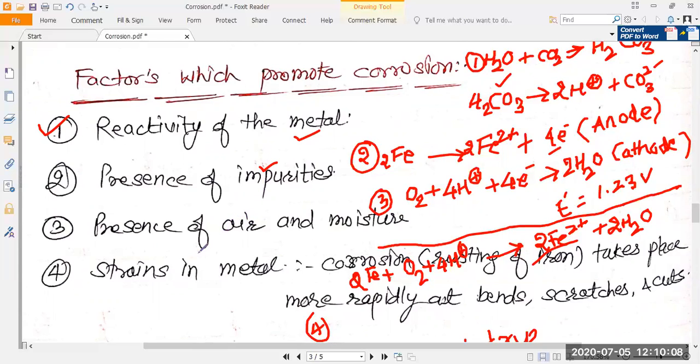Next, presence of air and moisture. It is a very important factor that affects the corrosion. Corrosion happens only in the presence of air and moisture. If there is no air and if there is no moisture, and if we take pure iron, then it will not rust at all. If we take a pure iron article, 100% pure, then it will not rust. 100% iron does not rust.